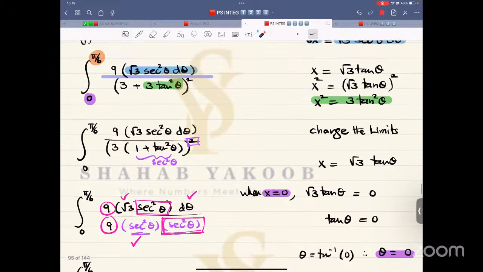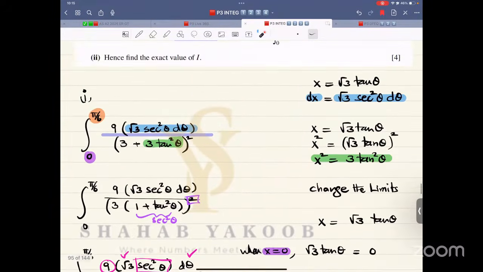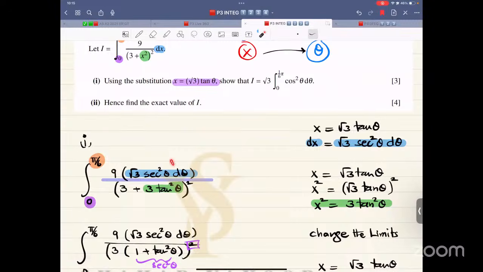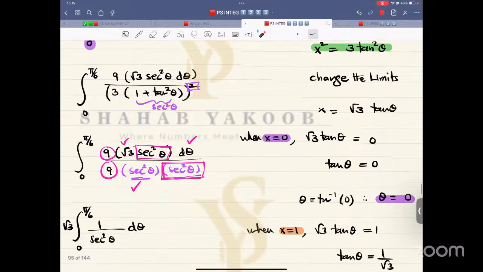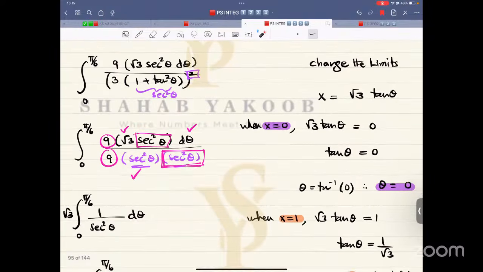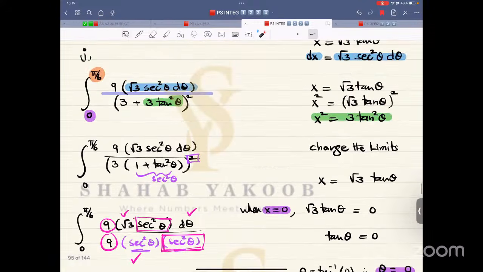Okay, now over here, change everything. This dx is replaced with this thing. 3 plus x square is replaced with 3 plus 3 tan square theta. There is a square on the outside. The limits are changed, 0 and pi by 6. Now look at the working over here. So this is 9, this is root 3 sec square theta d theta. 3 common, 1 plus tan square theta. So this is 3 common, and 1 plus tan square theta is sec square theta.